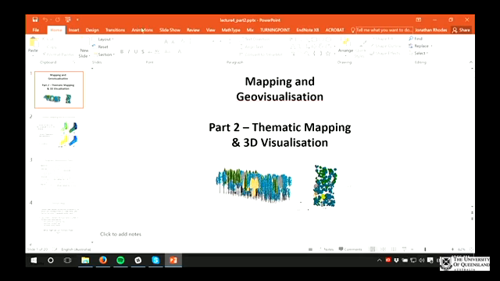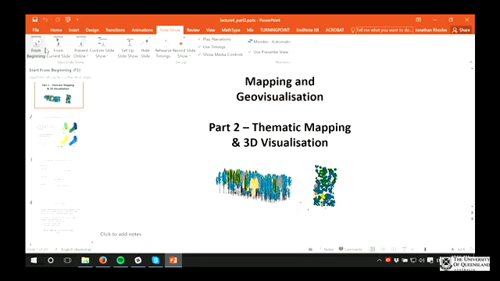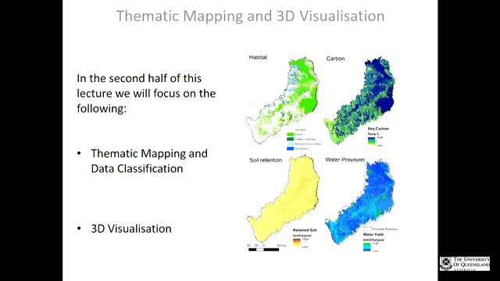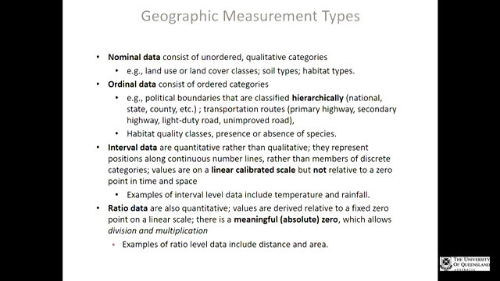Okay, so I'm going to go through this next bit relatively quickly because we don't have much time. But the idea of this second part of the lecture is really to look at a particular type of mapping called thematic mapping and data classification, and we'll look very quickly at 3D visualization. Okay, but I'll just basically more or less say the types of things you can do with 3D visualization. So when we're thinking about thematic maps, we're thinking about different types of data and trying to represent different types of data.